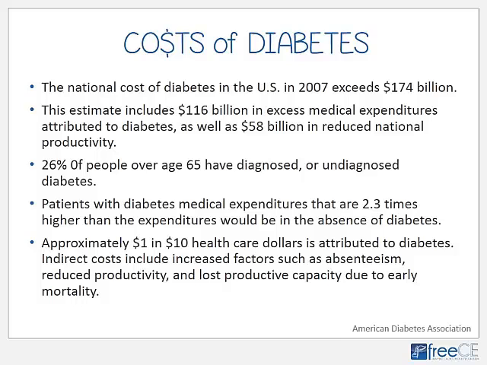Let's talk about the costs of diabetes, and so many of us directly involved with the healthcare as well as billing insurances will find out how expensive this disease is. The national cost of diabetes in the United States in 2007 exceeds $174 billion, and that estimate includes the $116 billion in excess medical expenditures, as well as almost $60 billion in reduced national productivity, people taking sick days, people being off work. 26% of people over age 65 have diagnosed or undiagnosed diabetes, so 1 in 4 people over the age 65 have diabetes.